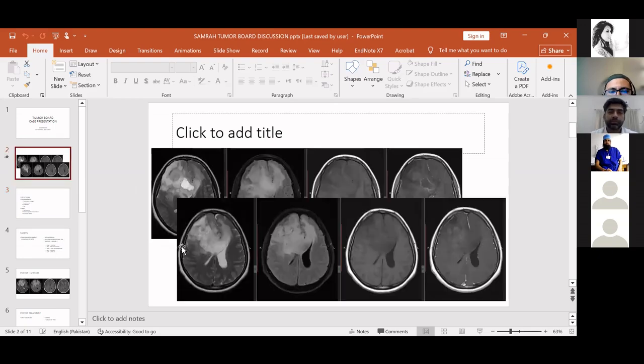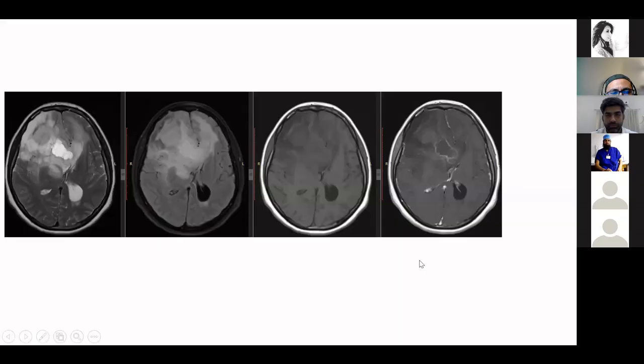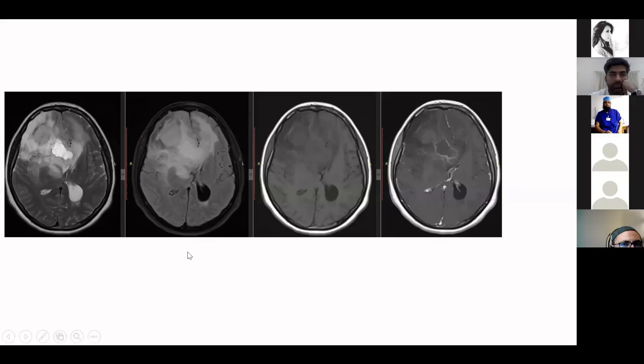So this is her pre-op MRI. I've just selected images. So this was her pre-op MRI back in December 2021. Would the radiologist like to comment, or should I proceed? Okay. So we have T2 weighted axial images, FLAIR axial, T1 plain, and post contrast axial one by one.